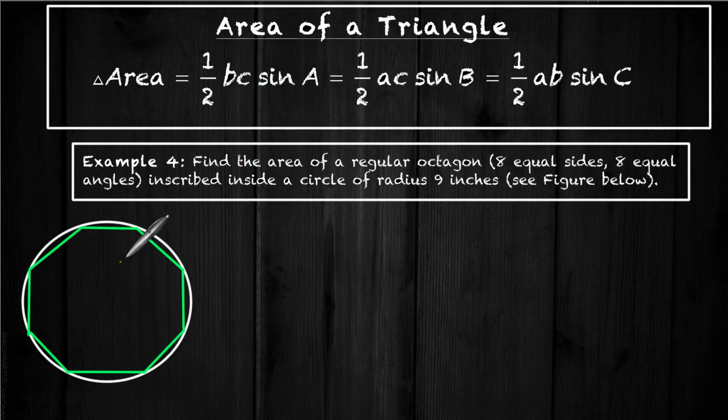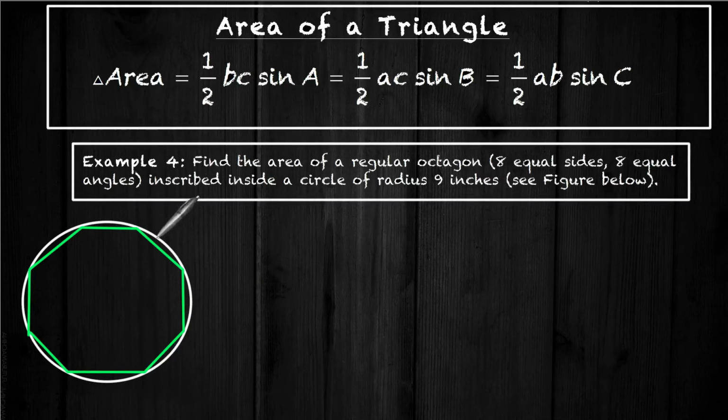And so at first you may say, well, do I need to find the area of this entire octagon? Not necessarily. What you really need to do is find the area of one of these triangles and then multiply it by 8, because there are 8 equal triangles here.